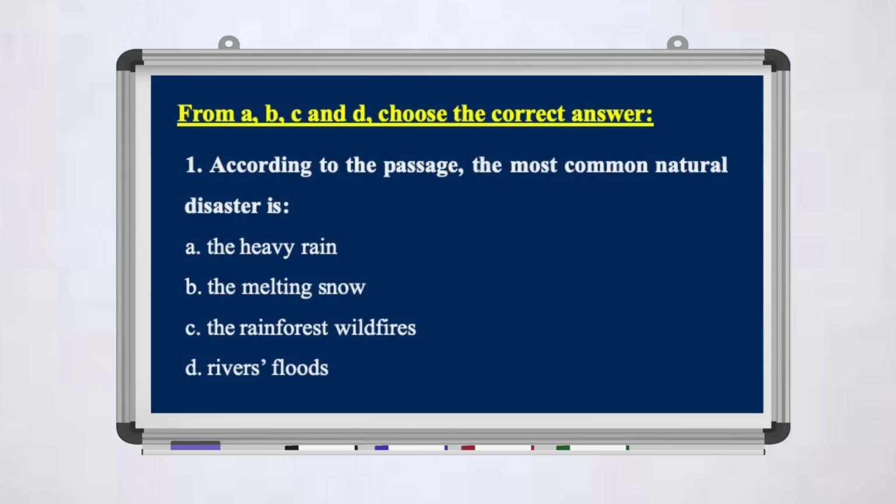For question number 1, according to the passage, the most common natural disaster is, I'll give you a few seconds to think about this. Could it be the heavy rain, the melting snow, the rainforest wildfires, or the river floods? So what do you think is the answer? Rainforest wildfires. Excellent job. Well done.